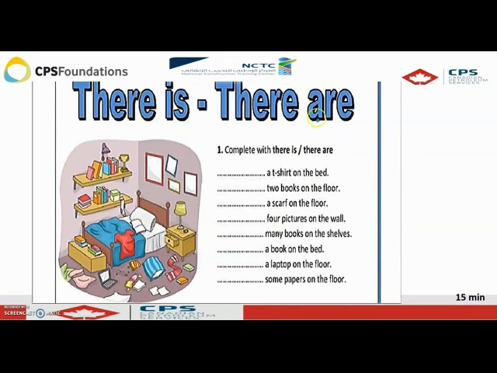There is or there are. You need to complete the sentences. Look at the picture and count how many objects there are of one object, the same object. A t-shirt on the bed, right? There is or there are t-shirt on the bed. 2 books on the floor. A scarf. A scarf is something people put around their necks in winter when it's cold, to keep their necks warm.